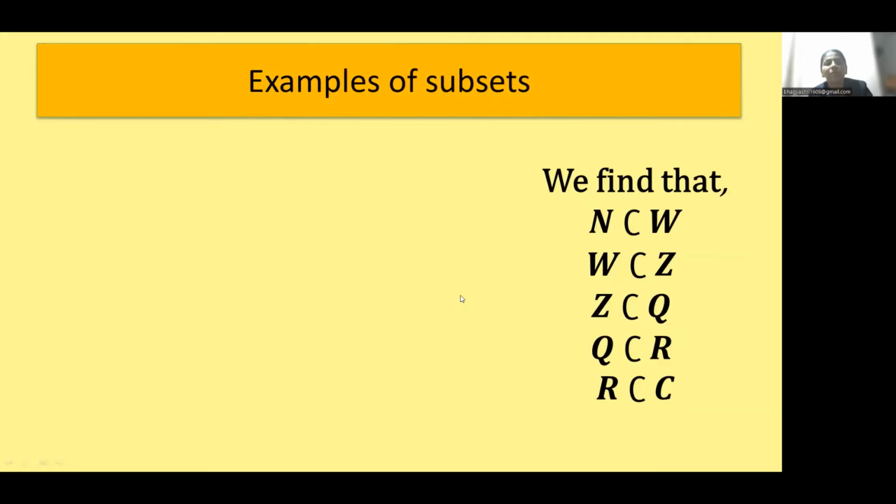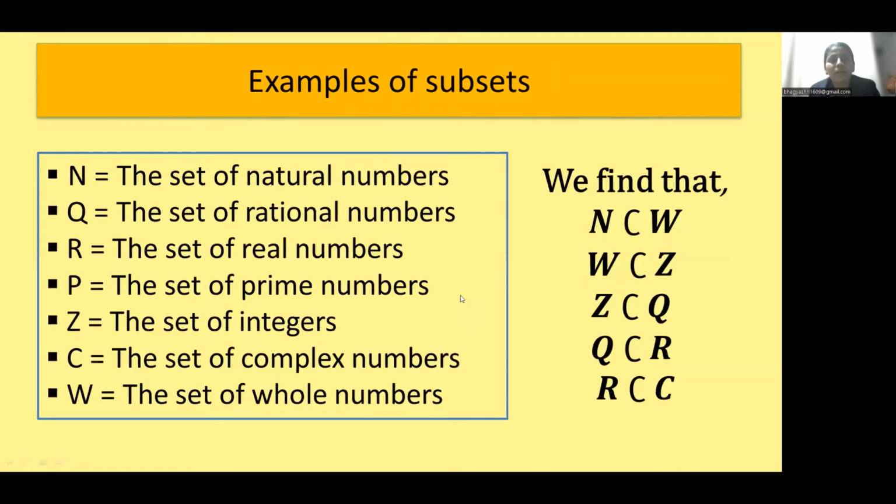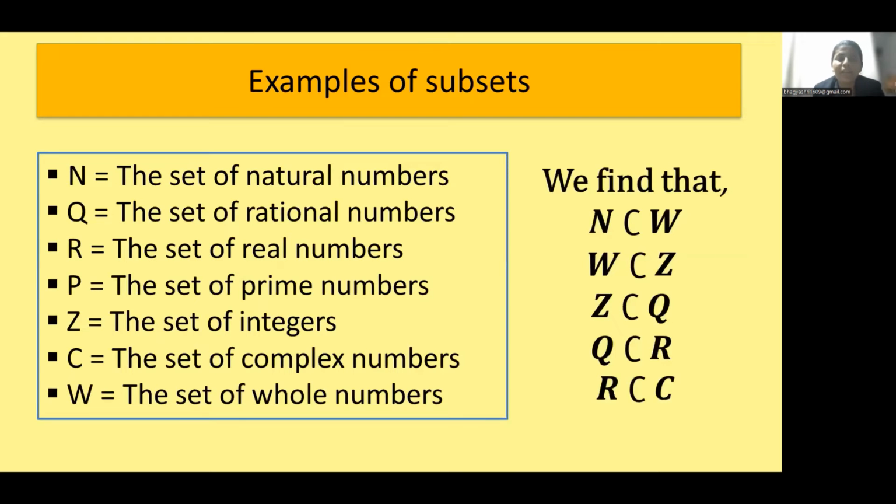Then there are some examples of subset. We know that these are examples of set. In the box, in the rectangle, there are given some examples of set, like set of natural numbers, set of rational numbers, real numbers. ही सगळी एक्झाम्पल्स आपण मागच्या लेक्चर मध्ये सुद्धा बघितलेली आहेत.